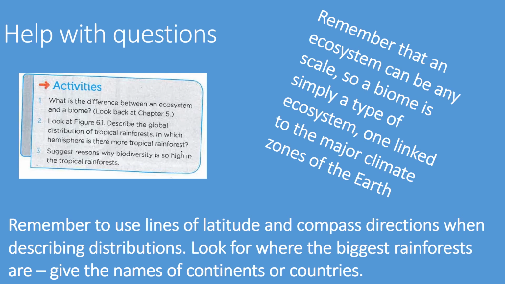The second one, it says, looking at figure 6.1, describe the global distribution of tropical rainforest. Now, again, the last lesson you've done on this, we've gone through that. So just remember, use your lines of latitude. So talk about the equator, if that's where you think, or the Tropic of Cancer, or the Tropic of Capricorn. Use your compass points, north, east, south, and west, okay, when describing the distributions. And also look at where the biggest rainforests are. Give the names of the continents or countries. Are there any continents that don't have rainforest, for example? Which continent has the most rainforest? You put all that together, you have a really good description.